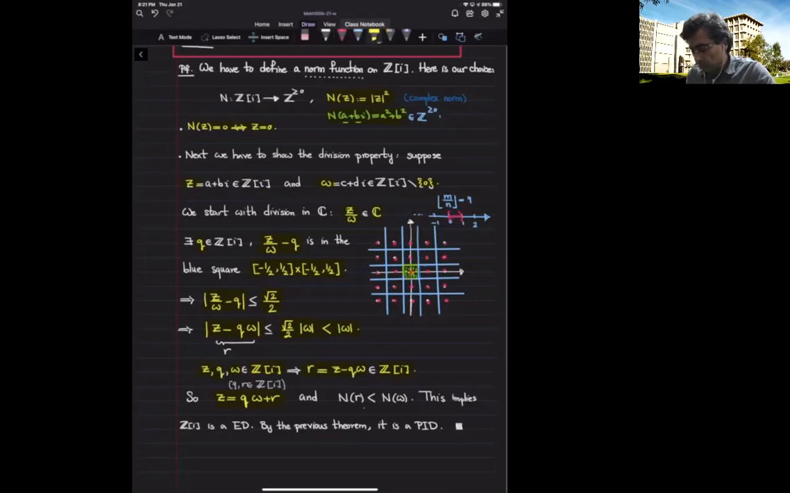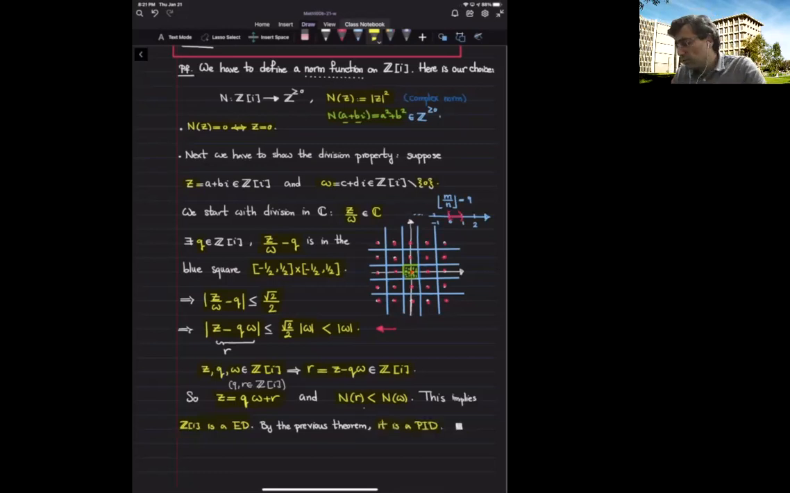And we also, in fact, showed in this inequality that the norm of R is strictly less than the norm of W. And these are exactly the properties that we were looking for. We ended up finding a quotient and remainder that satisfies the Euclidean domain property. So that means that the ring of Gaussian integers is a Euclidean domain, and therefore, because every Euclidean domain is a PID, that implies that the ring of Gaussian integers is a PID.